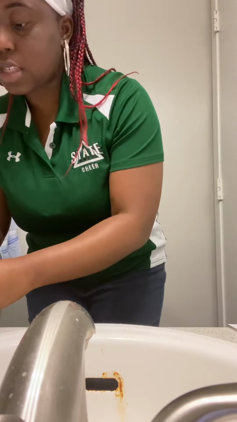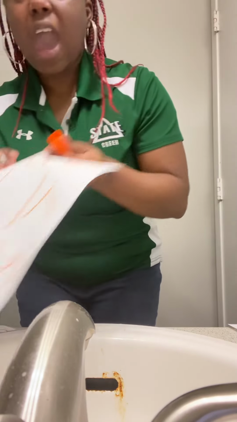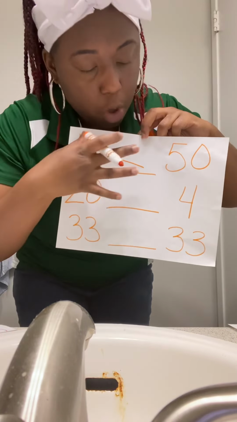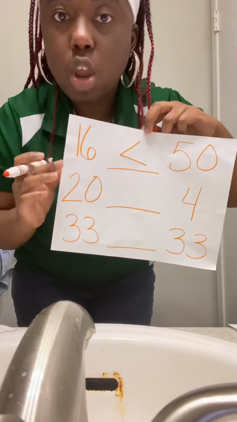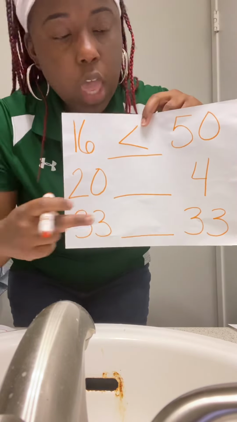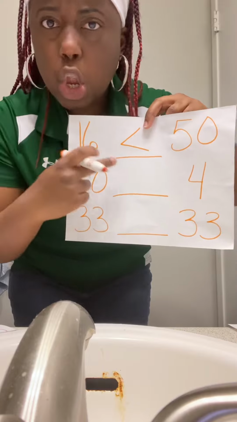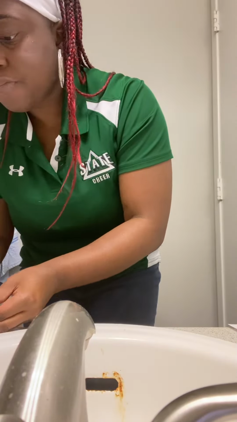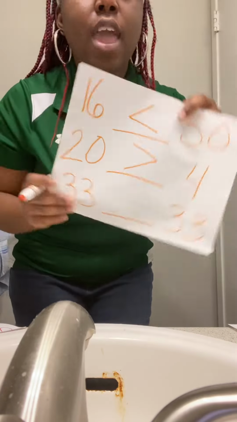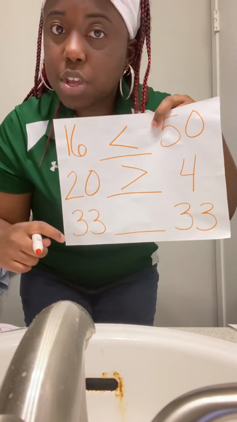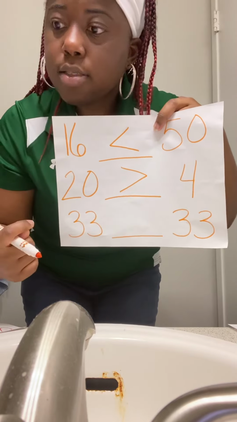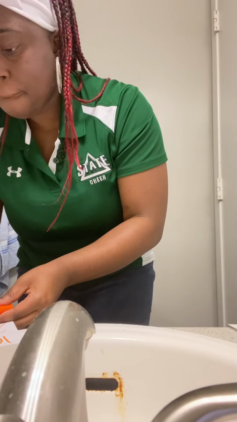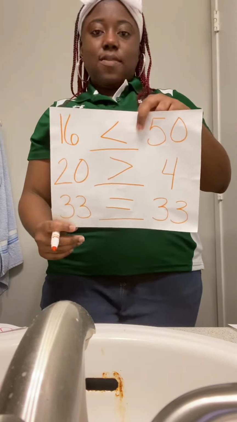This is the less than sign. And you will show them how the less than sign looks, and it looks like that because the arrow is open towards the larger number. Then you move on, 20 and 4. We know 20 is larger than 4, so we will put the greater than sign. That's how you would do that. And then at the bottom, you have 33 and 33. That's the same number, right? So we will put the equal to sign. And that's how you do that activity.